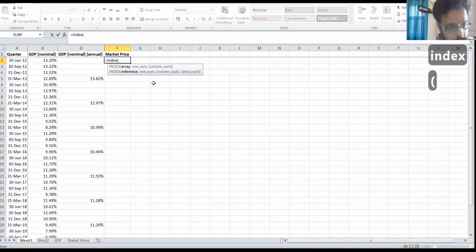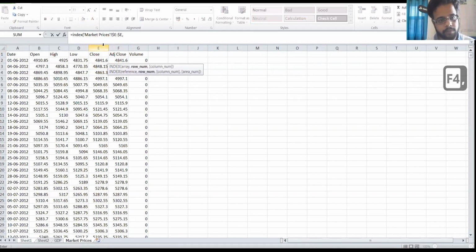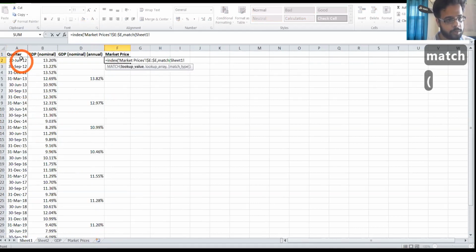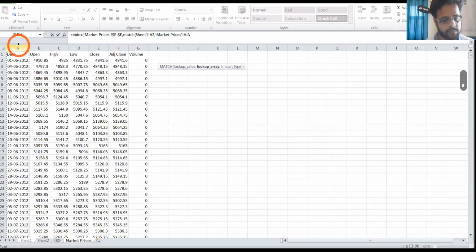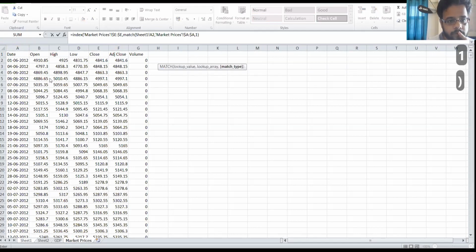So I'm going to search in this particular array, frozen it. I'm going to match. My lookup value is going to be this number. My lookup array is going to be this thing. And in case the market is closed on a certain day, I am good with a day previous to that, or 2 days previous to that, or the last day when the market was open. So I'm good with a less than figure. Does this help us?